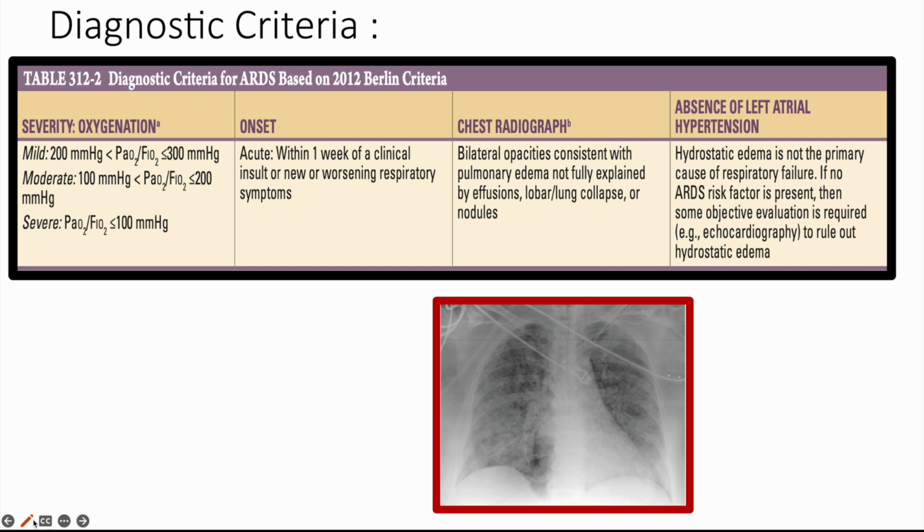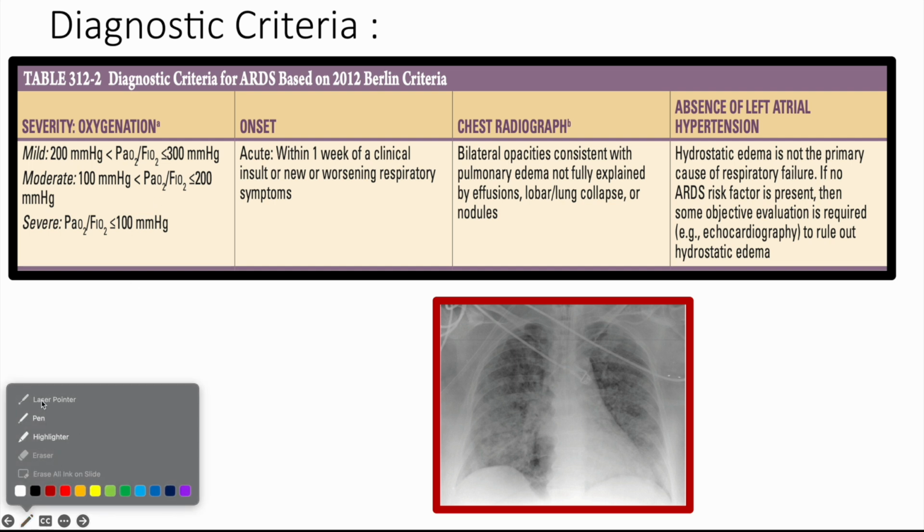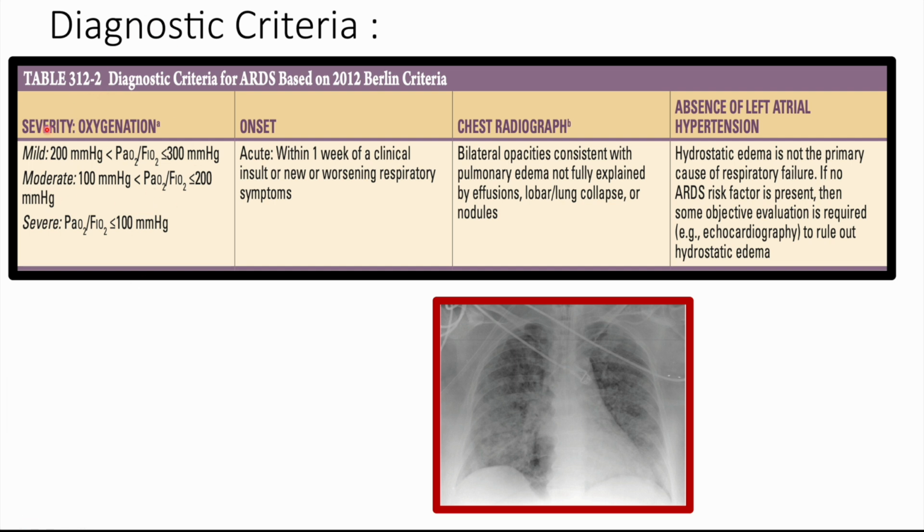Usually they play with these numbers in exams: mild, moderate, and severe. So mild is 200 mmHg, moderate is 100 mmHg, and severe is less than 100 mmHg.